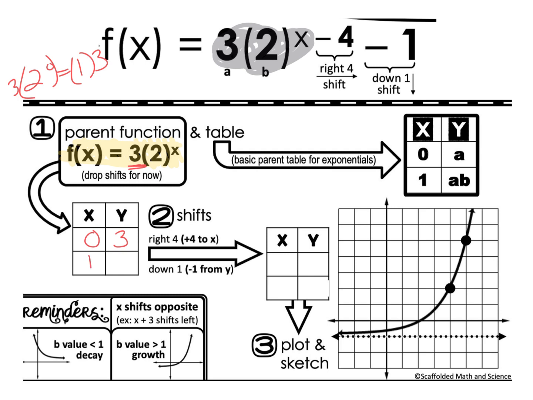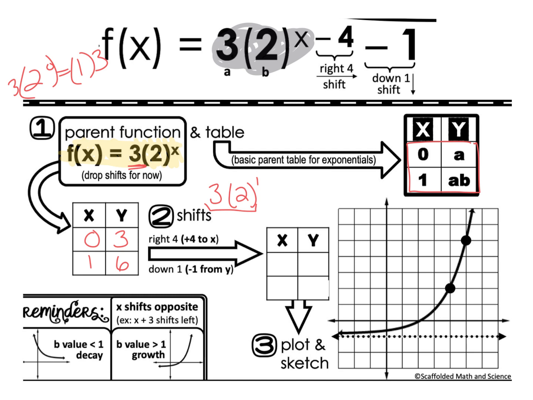Then I go 1 unit to the right. If I plug that into my function, 3 times 2 to the first power, what do I really get? I'm going to get a times b, which is 6. I am always going to have that nice little pattern. So if I always stick with these first 2 ordered pairs, (0, a) and (1, ab), as my starting point, then all I have to do is my translations, left and right or up or down.